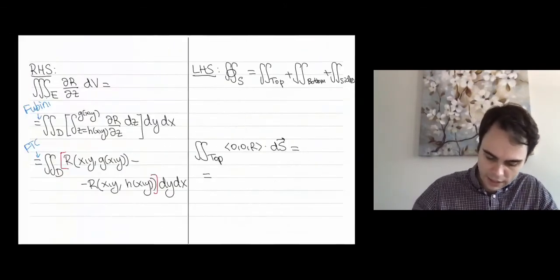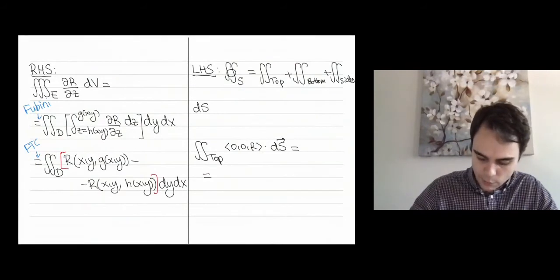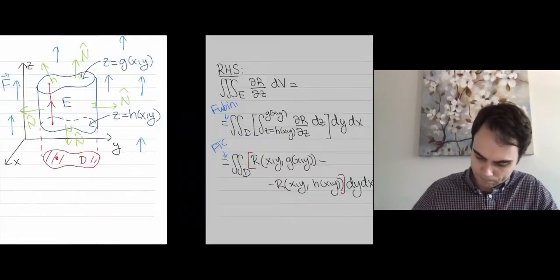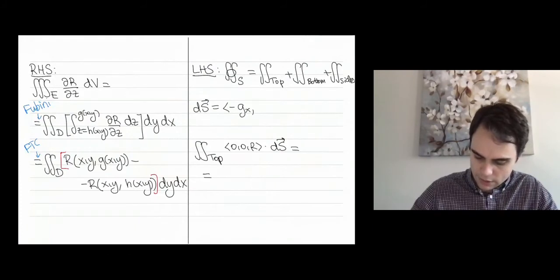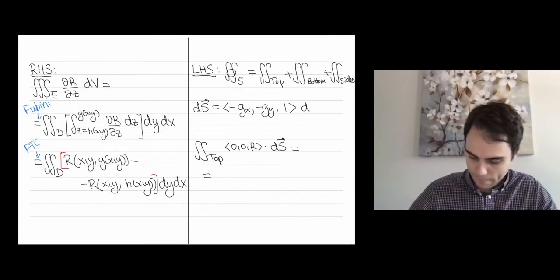And then dS, the parameters are x and y, and dS, as we've seen before, is going to be minus the x partial of the function, so minus g sub x, minus the y partial of the function, and 1, multiplied by dx dy.